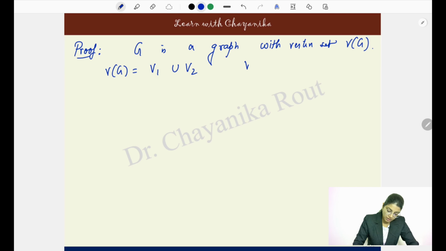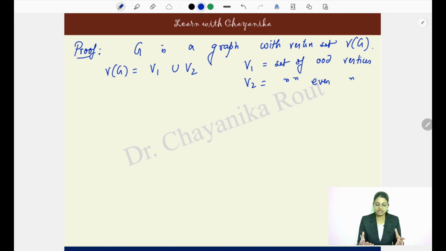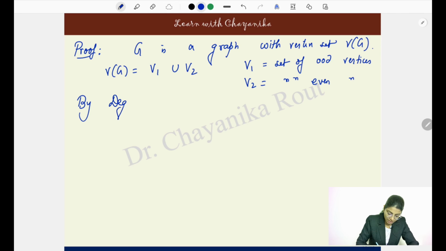Now what is this V1? V1 I have taken as the set of all the odd vertices. So V1 contains those vertices of Vg which have odd degrees, and V2 is the set of all the even vertices. So it contains all those vertices of Vg which have even degrees. Now it follows from the degree sum formula, or the handshaking lemma, that the sum of the degrees of all the vertices is equal to twice the number of edges in the graph.